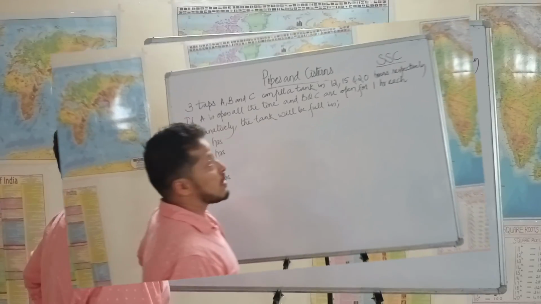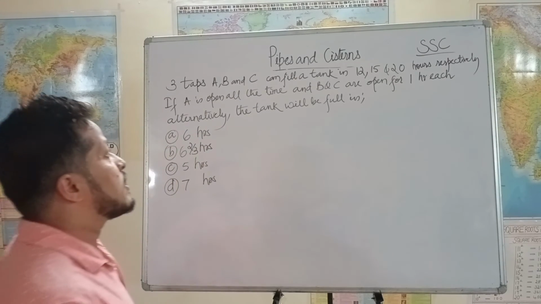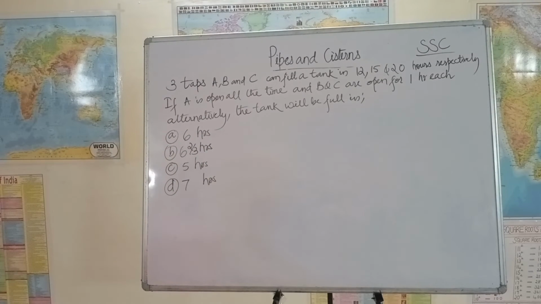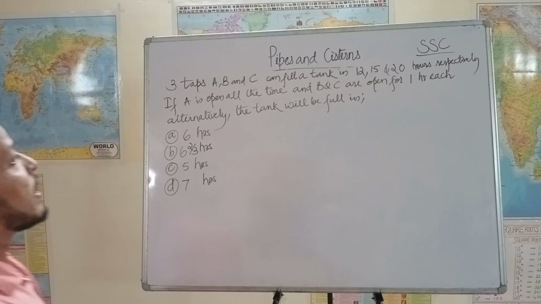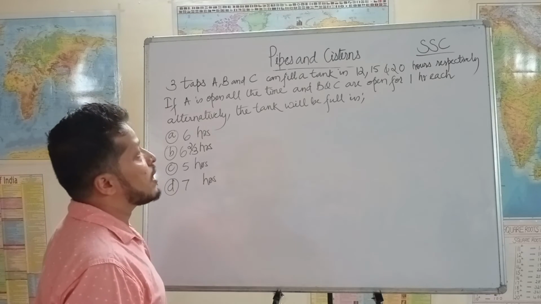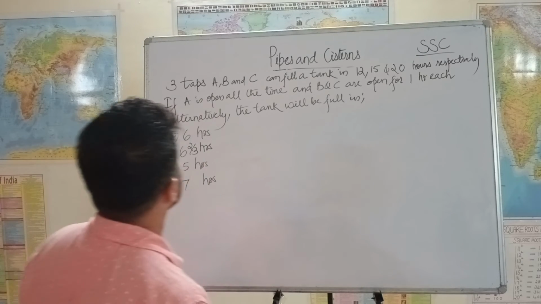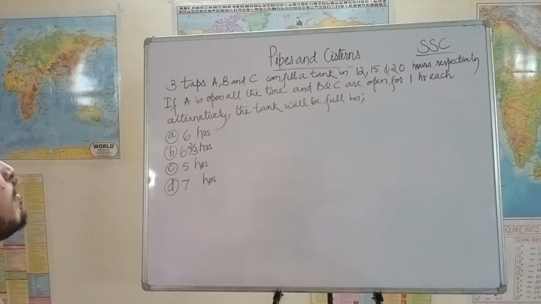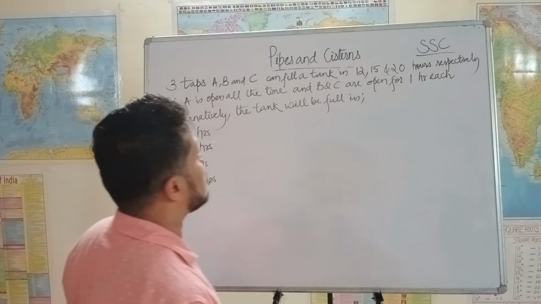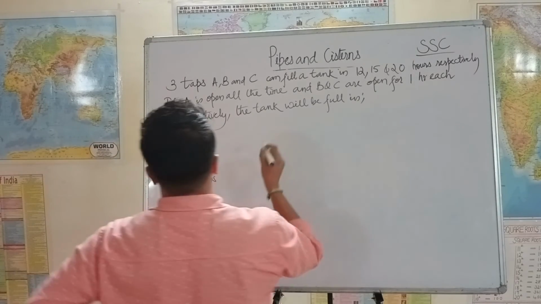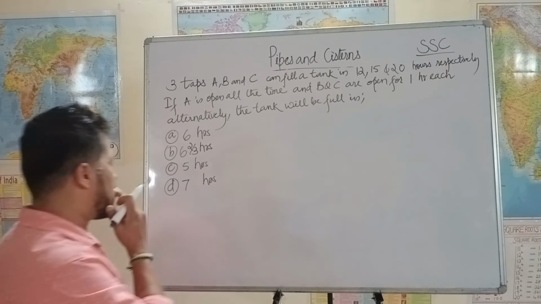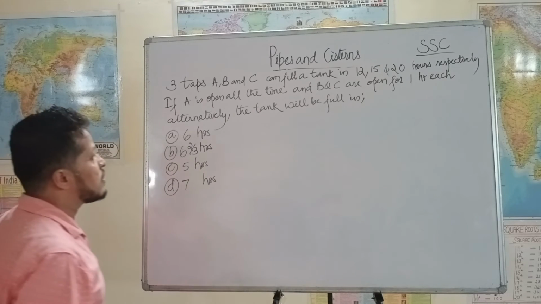Okay, we have a previous question from SSC. 3 taps A, B, C can fill a tank in 12, 15 and 20 hours respectively. If A is open all the time and B and C are open for 1 hour each alternately, the tank will be full in. The options are 6 hours, 6 2 by 3 hours, 5 hours and 7 hours.